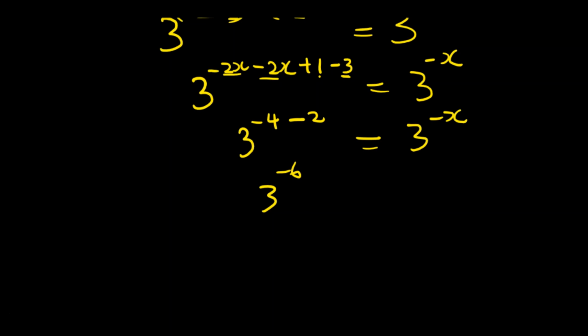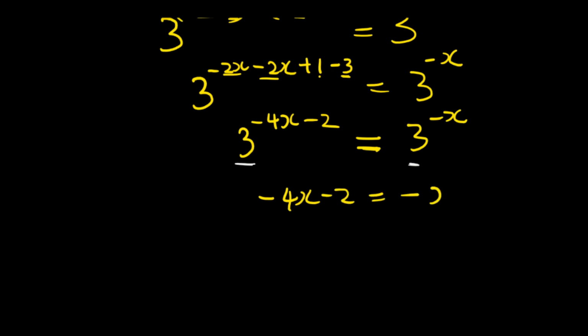Nope, actually I made a mistake here, which I was supposed to say 4x, right, minus 2, right? So now that you have that, you can just drop the exponents, because you're having the same base. Just drop the exponent. Why? Because there's an equal sign here, right? So when you drop the exponents, it's minus 4x minus 2 is equal to minus x.